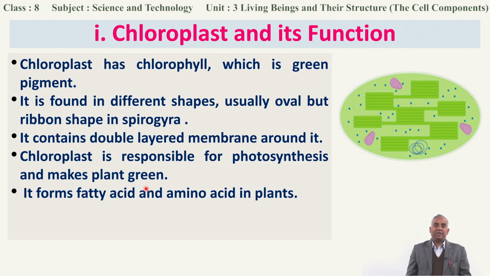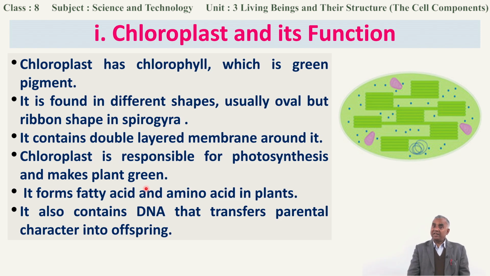It forms fatty acid and amino acid in plants. Fatty acid is the basic structure of fat, and amino acid is the basic structure of protein. So it forms fatty acid and amino acid from which protein and fat are formed. The fundamental product of photosynthesis is glucose. From glucose, different other food materials are formed. It also contains DNA that transfers parental characters to offspring. Already I discussed that DNA may be found in parts other than the nucleus too.